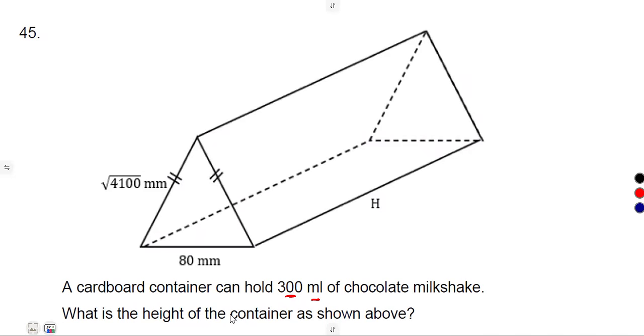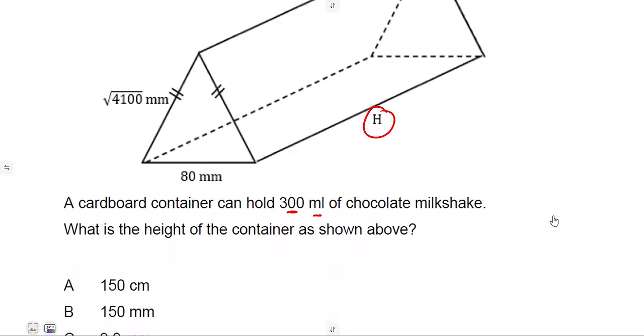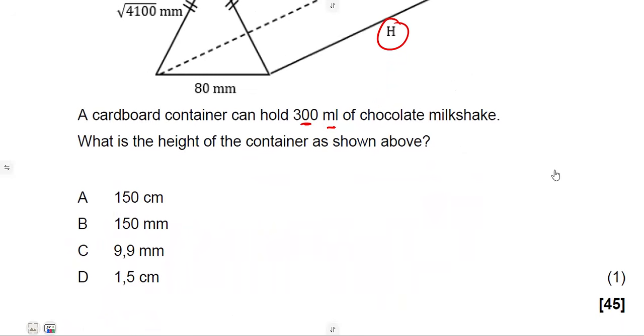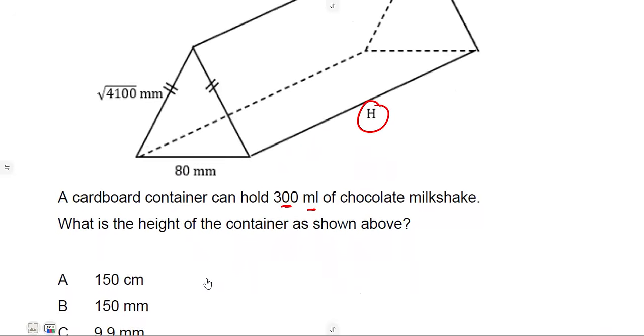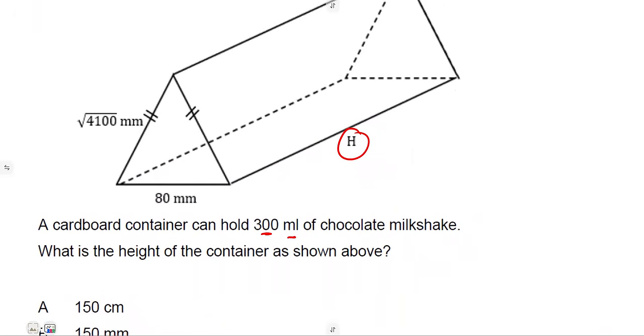What is the height of the container as shown above? This one. All right, so it's a triangular one that we are given, and they want this one. They are centimeters, they are millimeters. So guys, here we can choose any unit, centimeters or millimeters, we can convert one to another. So they want the height, guys. They gave us what it can hold, the capacity. So capacity can be equated to the volume, guys.